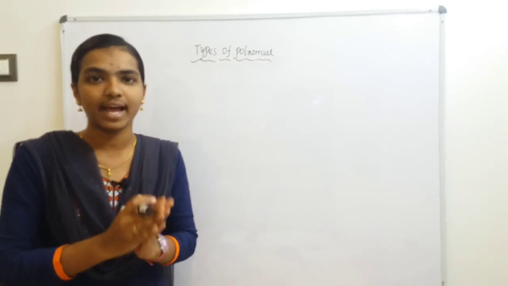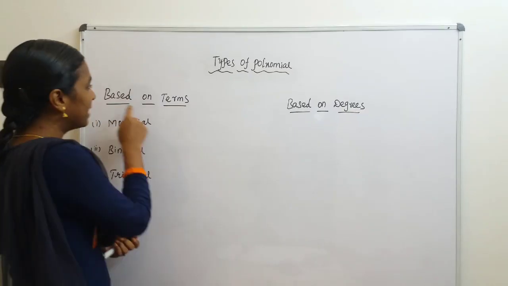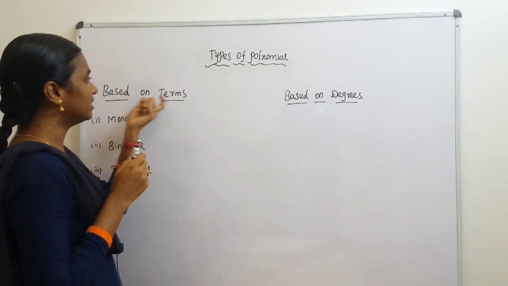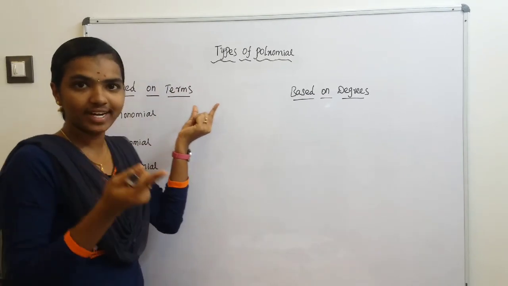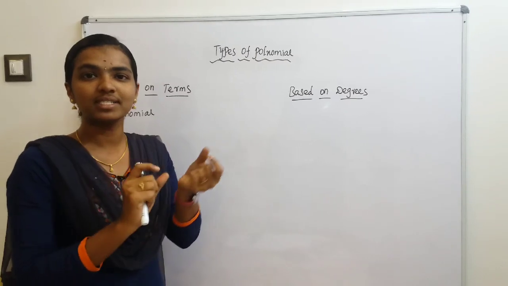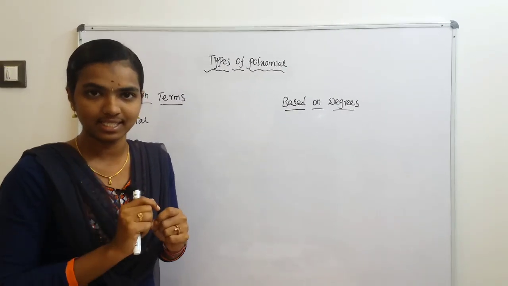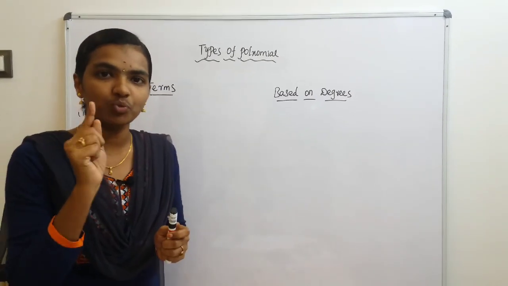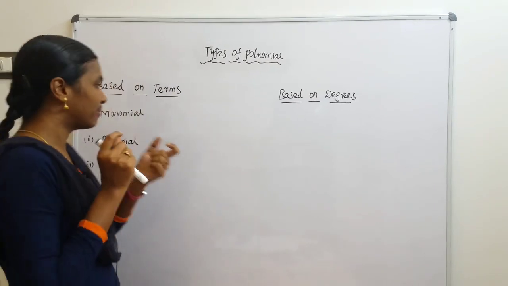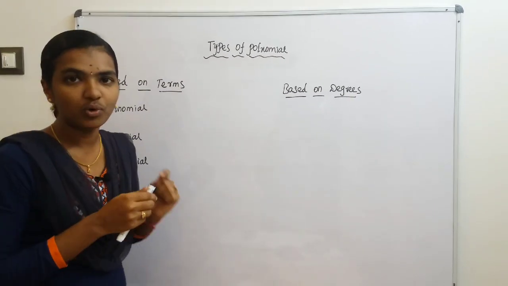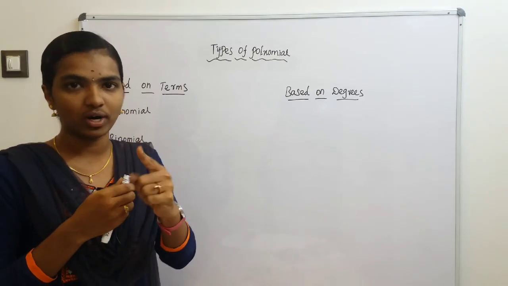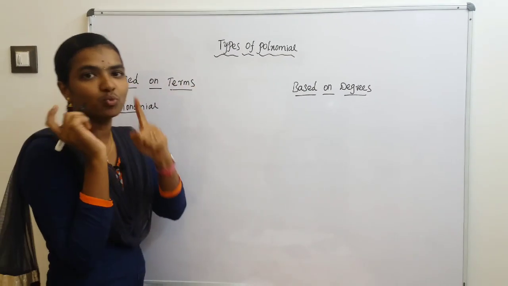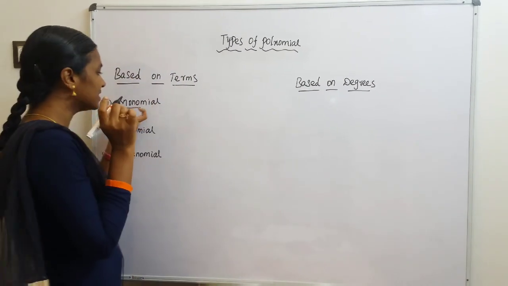There are different types of polynomial, based on terms and based on degrees. First, let us see based on terms. What are terms? I have already explained what a term is. It must be split by a plus or minus sign, and then it is called one term. If the polynomial has only one term, the name is monomial. Mono is nothing but one term. So a polynomial having one term is called a monomial.